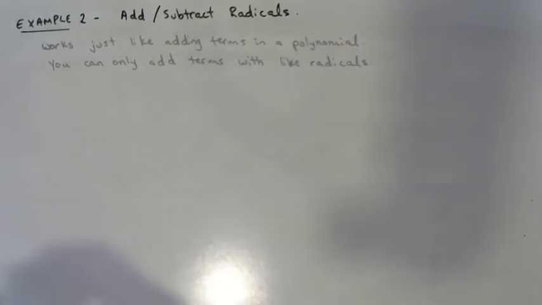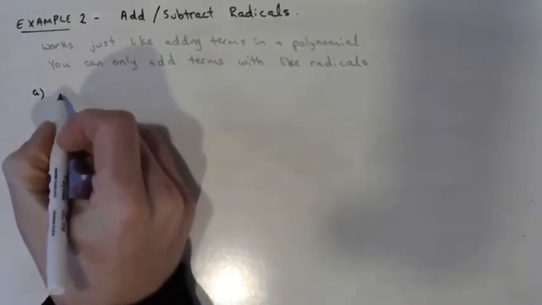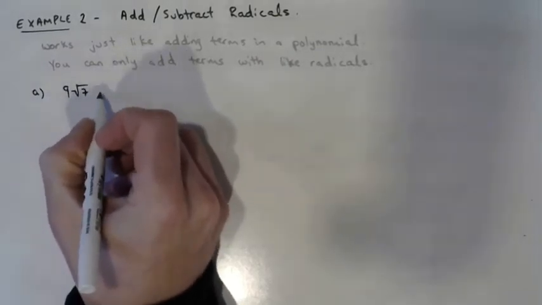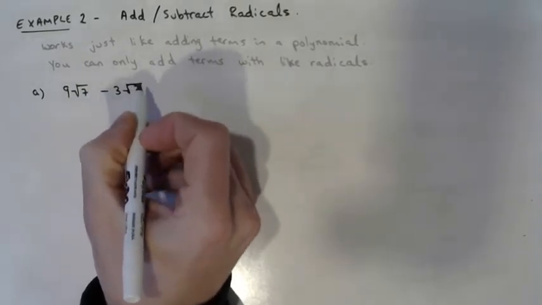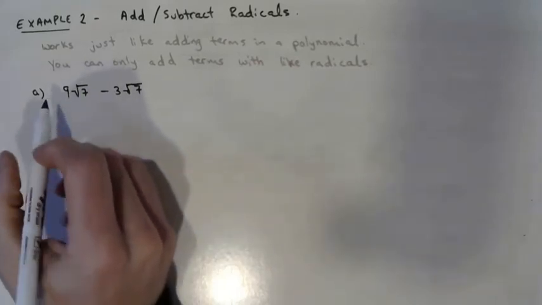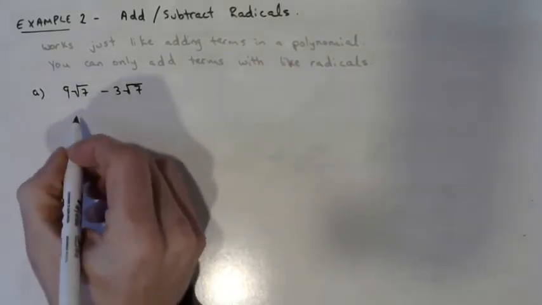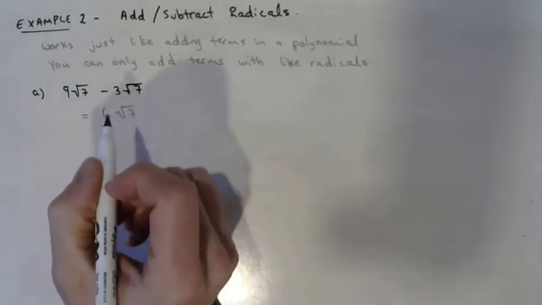Well, let's go ahead and look at the things that we need to simplify in example 2. We've got A, which is 9 radical 7 minus 3 radical 7. Well, that's not that difficult. If you have 9 radical 7's and you're going to take away 3 of them, what does that leave you with? It leaves you with 6 radical 7, okay?